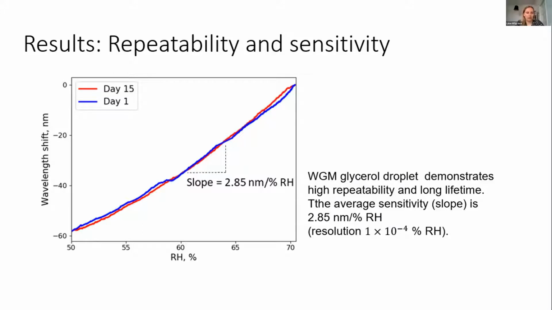So we have achieved very high sensitivity and also repeatability. As you can see here in the graph, with a 15-day difference, the measurement stayed the same with almost no change, and also the sensitivity of this curve is very high. It's 2.85 nanometers per percent relative humidity, and that is around 1 order higher than any other mentioned in publications.